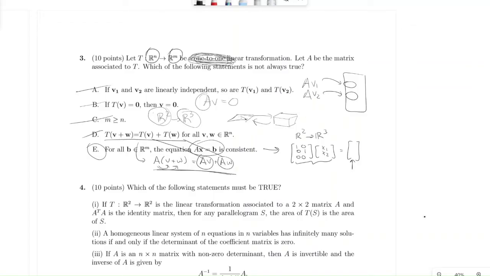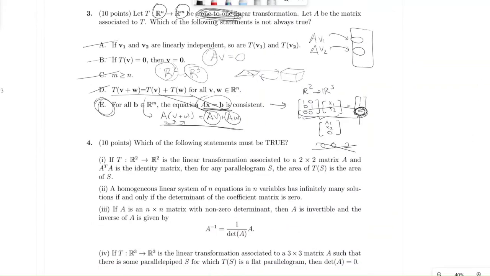So notice that if we multiply this out, we get x1, x2, and then 0. So if we have this be something like 1, 1, 2, where this is just a non-zero term, then this is inconsistent because we would have 0, 0, 2 as this bottom row, right? So in this case, the equation would be inconsistent, so we might not necessarily have consistency for all b in R to the 3. So this is the incorrect one.